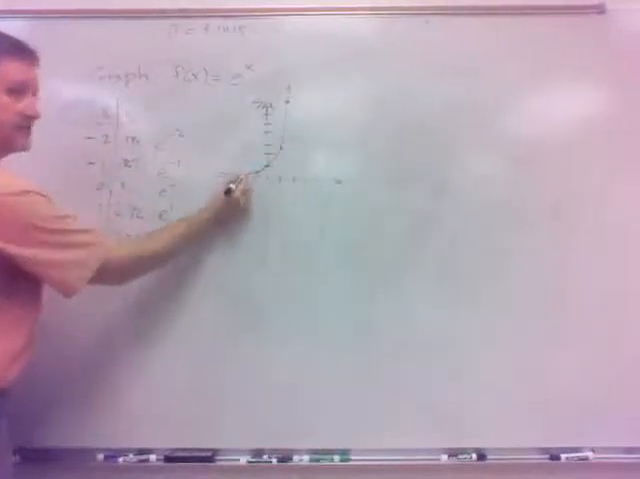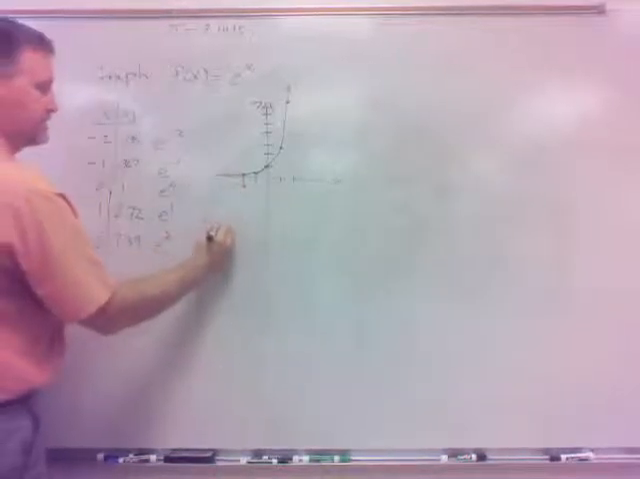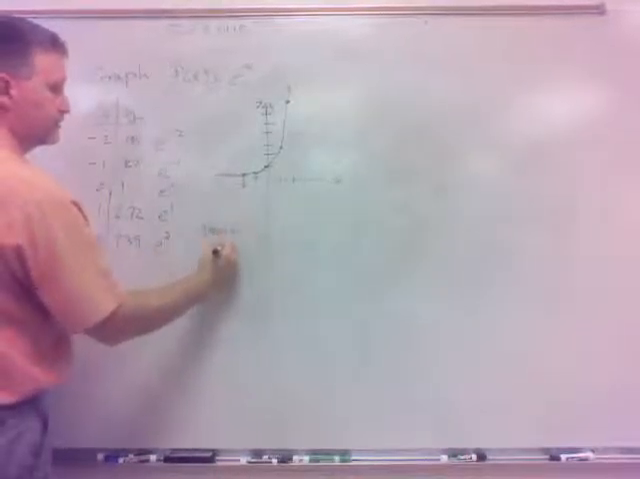Now what happens on this end? It levels off, doesn't it? So we've got the horizontal asymptote is y equals 0.